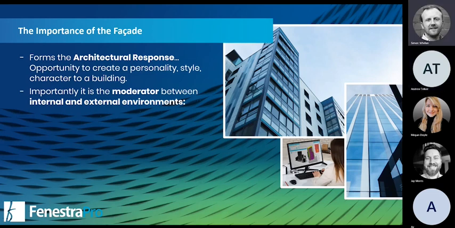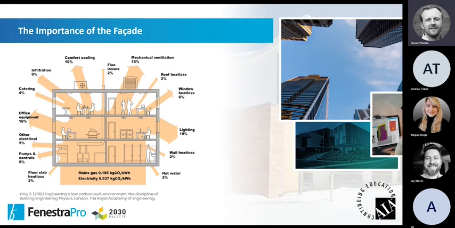So yeah, really importantly, I suppose our envelope is the moderator between the internal and external environments, and what that brings is some of those basic requirements such as security and weathering, but really importantly, energy performance, right? The envelope and the facade is one of the biggest influencers on the energy performance of the building. We'll just talk about that really quickly.